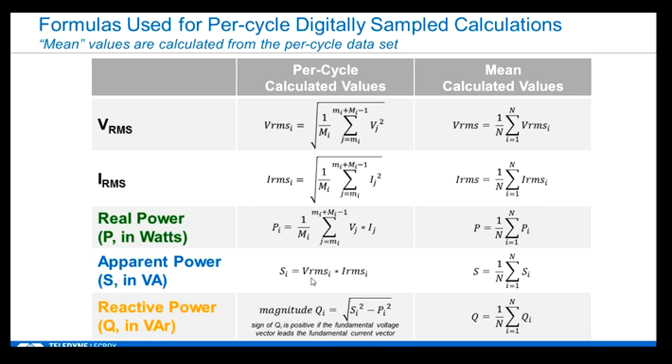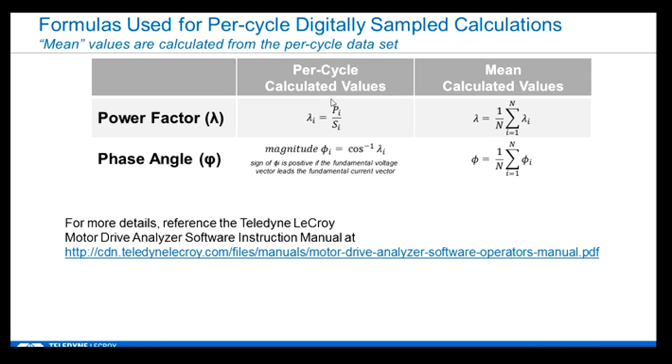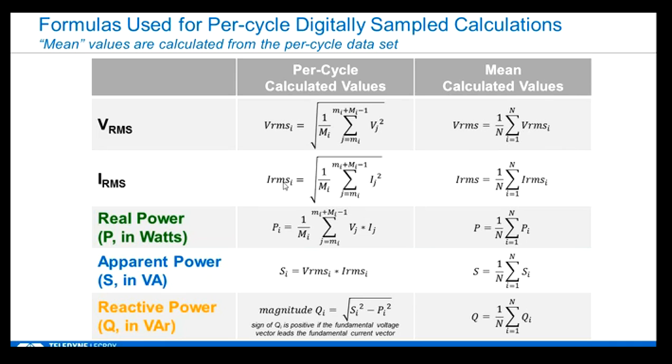So for period 1, I take the RMS value of voltage for period 1 times the RMS value of current for period 1, and I get my apparent power. Reactive power, Q in VARs, is simply calculated from the known quantities of the apparent and the real power. And then from all that information, I can calculate my power factor and my phase angle. So that is the way we get the per cycle value, and then to get a mean value, which is usually what's reported numerically in a power analyzer, the mean value is just the average of all the per cycle values that you calculate.